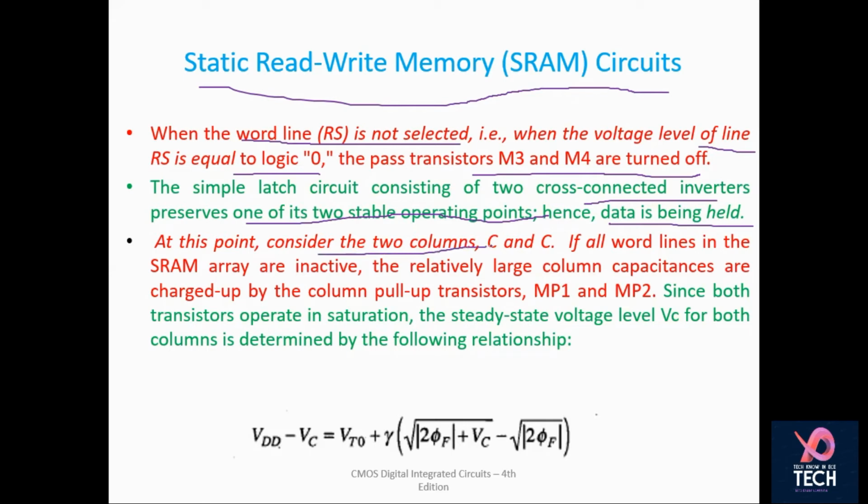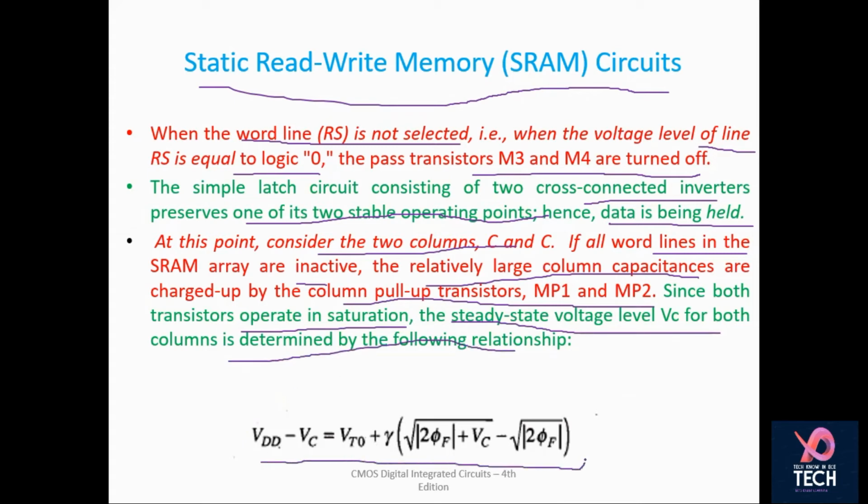Then two columns are there, C and CC, and all the word lines in the SRAM are inactive. The relatively large column capacitances are charged up by the column pull-up transistors MP1 and MP2 that we have seen in the previous slide. So these transistors operate in saturation. The steady state voltage level VC for both columns is determined by the following relationship.